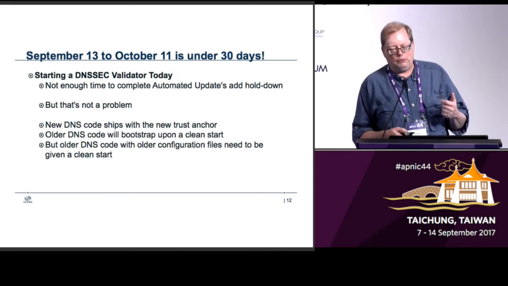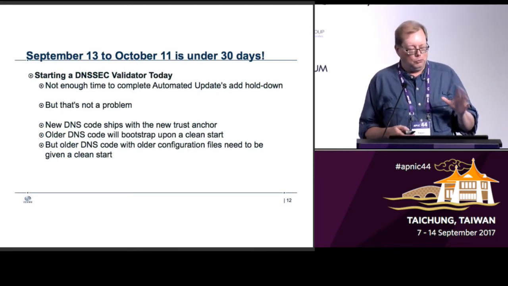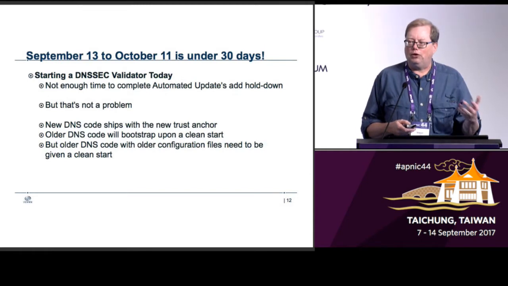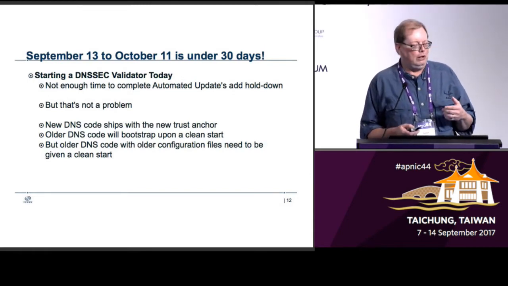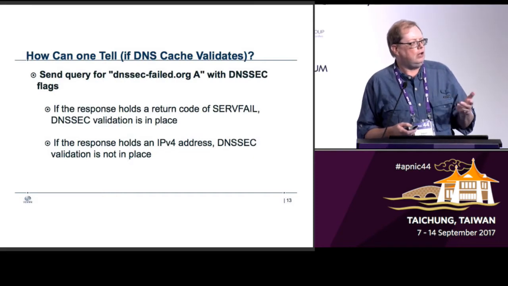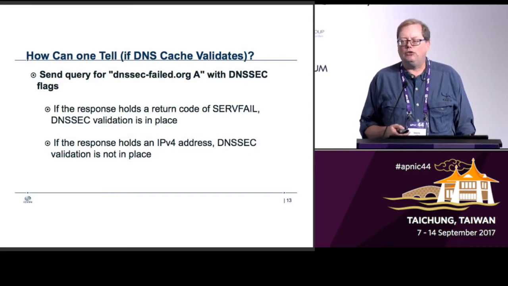So again, I just want to emphasize that this DNSSEC roll is going to be sooner than the RFC 5011 automated updates will allow us. So we have to update manually if we don't have it right now. So how can you tell if you validate? There is a test you can do.